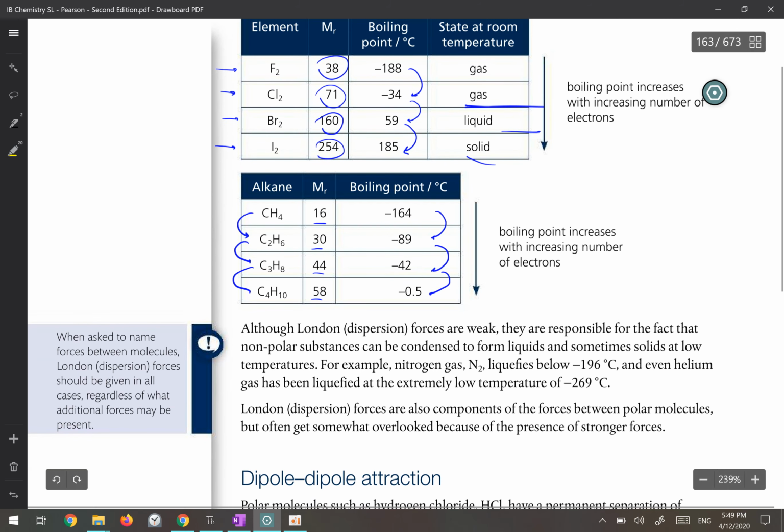So it's very important to be able to compare the boiling point and attraction between two nonpolar molecules based on their size.